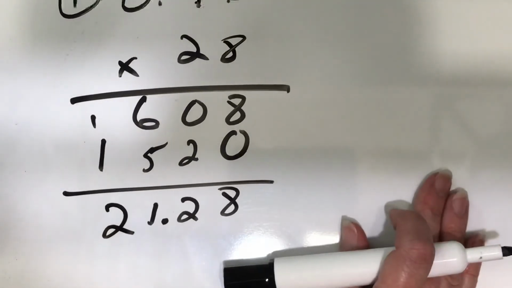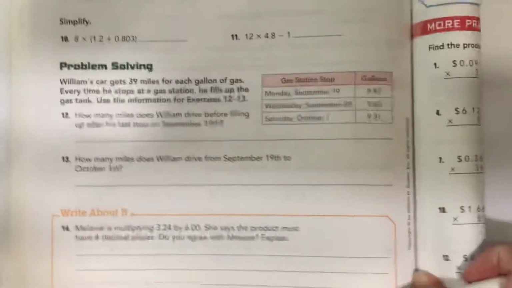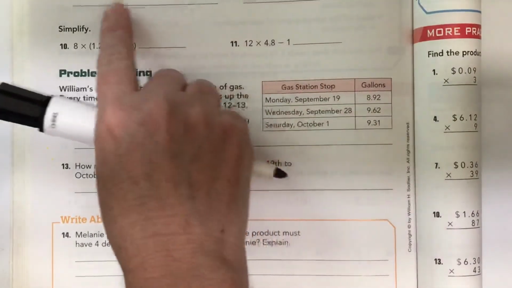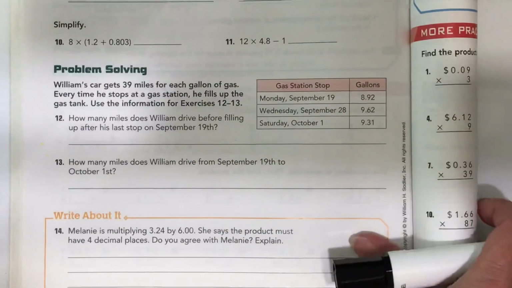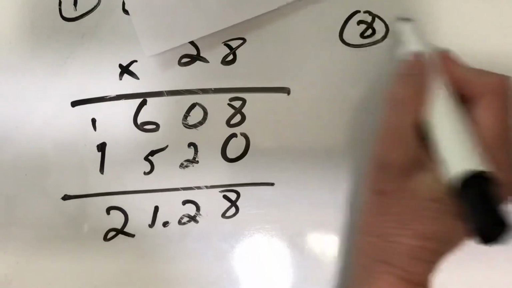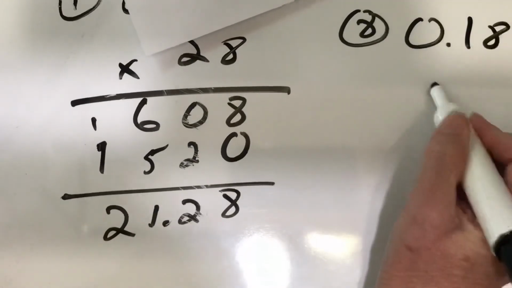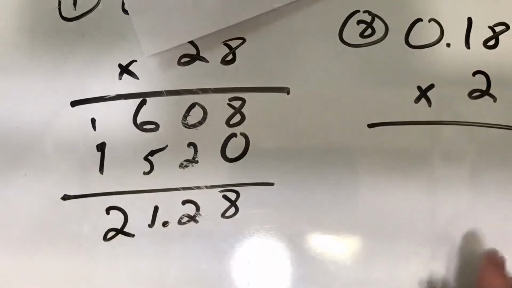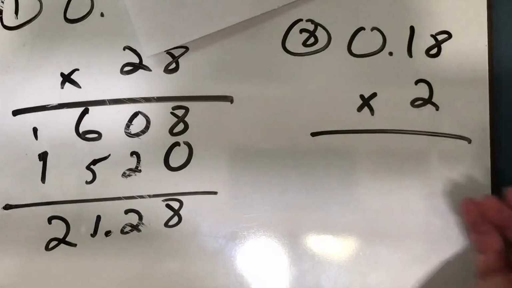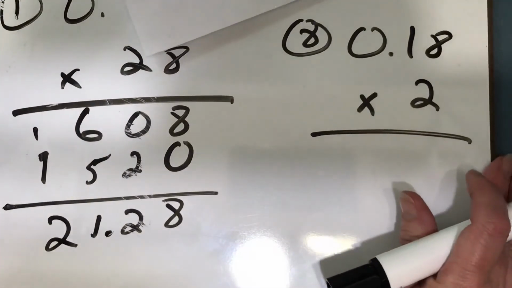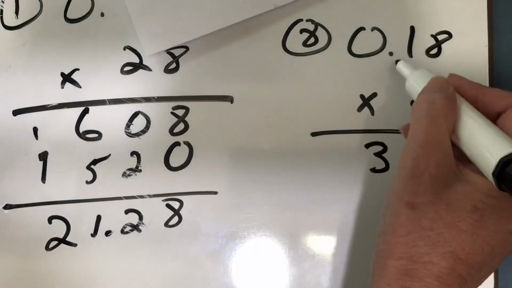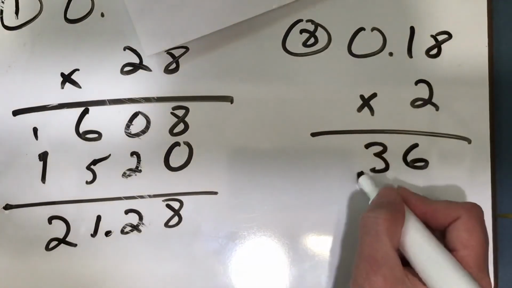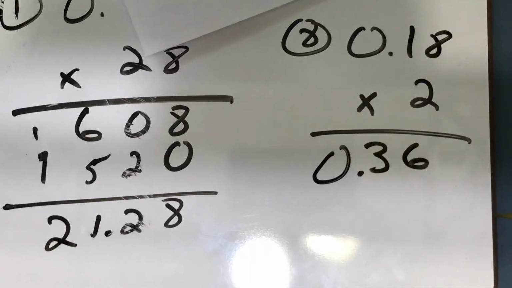Okay, and then on 8 and 9, they're using words instead of numbers. 2 times 18 hundredths. So you have to do 18 hundredths and then times 2. That would be 2 times 18 hundredths. And you would just multiply like you're doing 2 times 18, which is 36. Okay, and then I have 2 places after the decimal point. So right there, 36 hundredths.